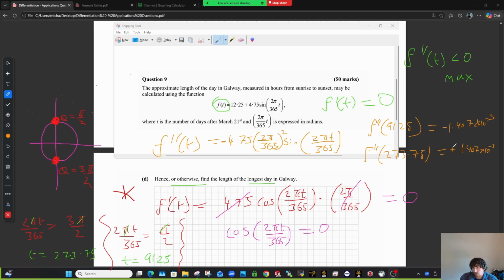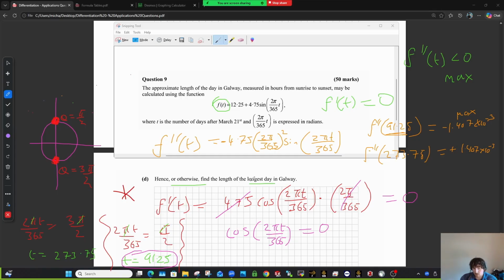Okay, so I put both of them in there, and the one that gives the negative value for the second derivative is the 91.25, and if the second derivative is less than 0, that means it's a max. So this point is associated with the max. So the longest day will occur when t is 91.25, and the shortest day occurs when t is 273.75. So you've basically got full marks in this question.